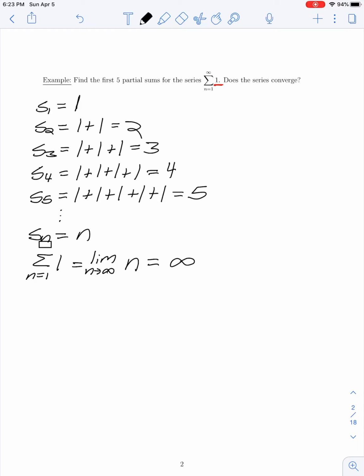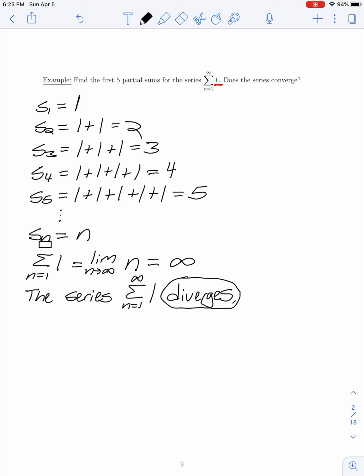The values are diverging towards infinity. So here we would say that the series from n equals 1 to infinity of 1 diverges, since the sequence of partial sums is diverging towards infinity.